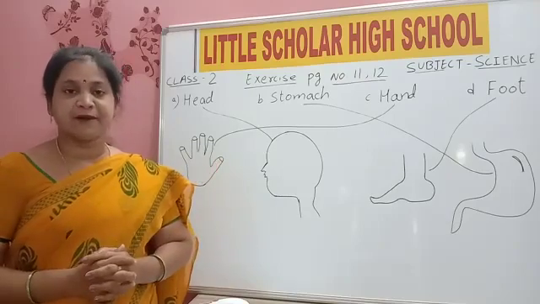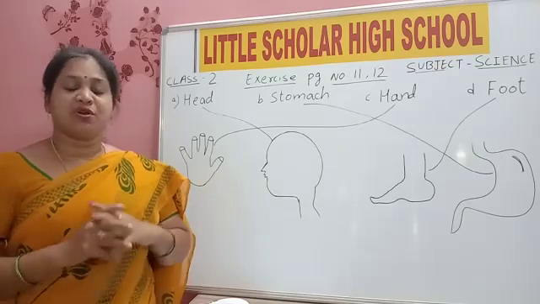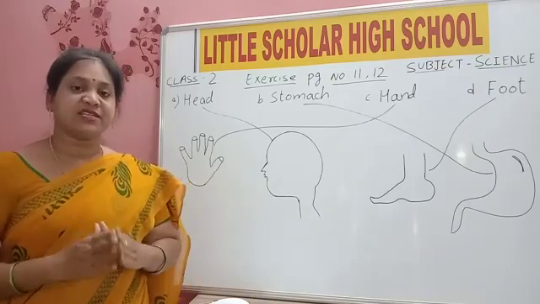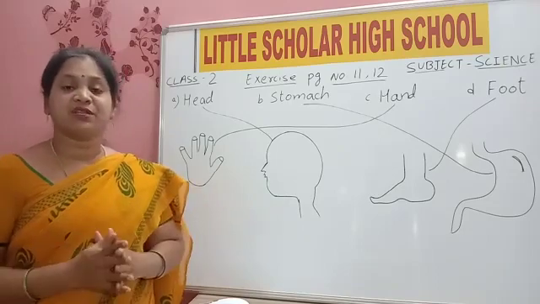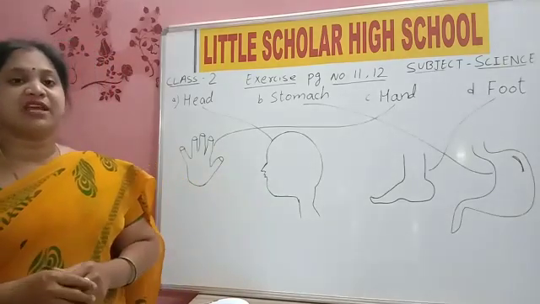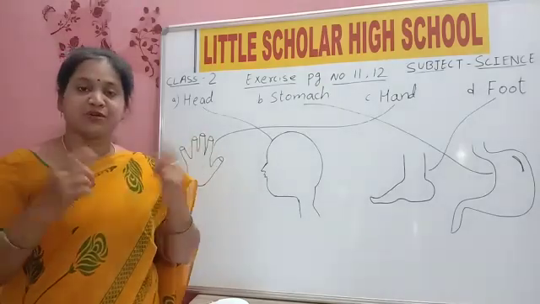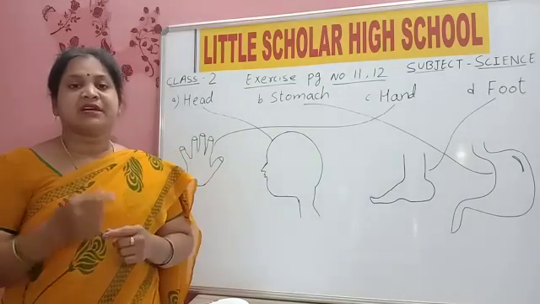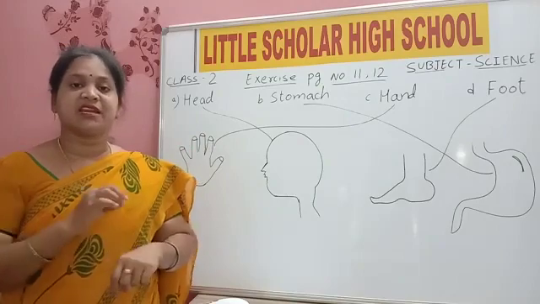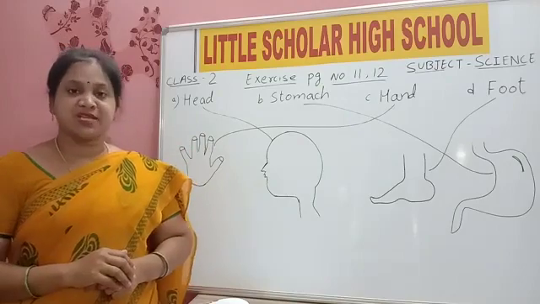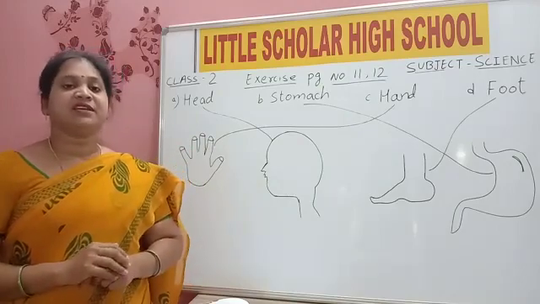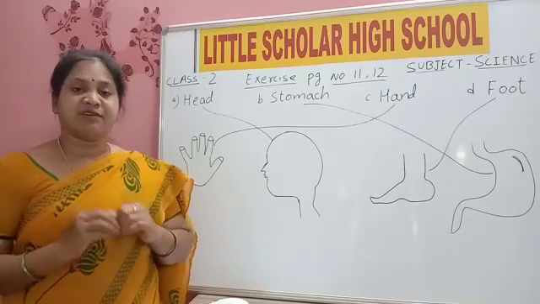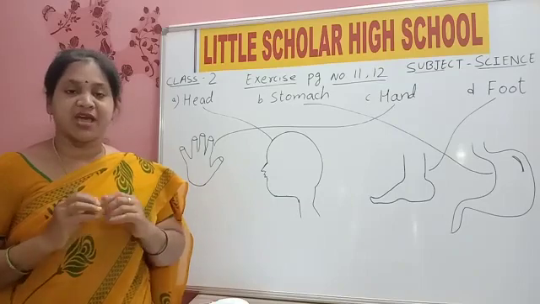Is it correct, children? We want all these five sense organs to be healthy, yes or no? All these five sense organs are very important. Eyes are important to see, ears are important to hear, nose is important to smell, tongue is important to taste, skin is important to sense things. So all five sense organs are very important in our life to complete our day-to-day activities.